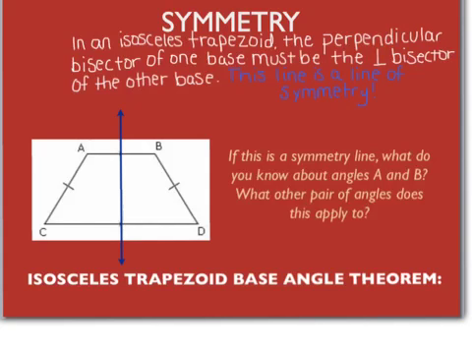So we know in an isosceles trapezoid, the perpendicular bisector of one base must be the perpendicular bisector of the other base, and then that line is your line of symmetry. I'll wait a second for you to write that down, and then we'll talk about what that means, because there's a lot of information packed into that sentence.